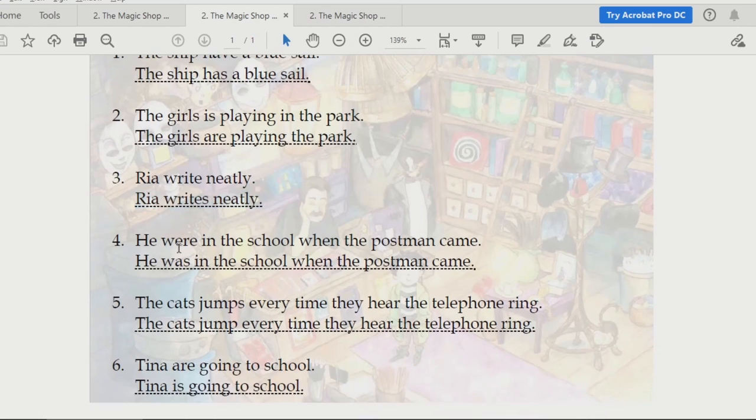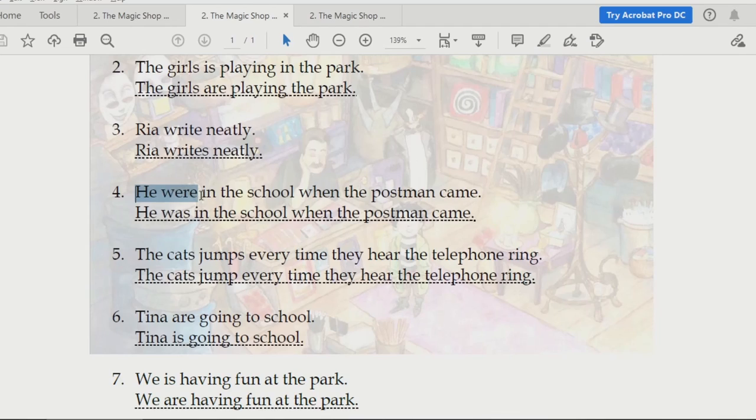Very easy. Next one. He were in the school when the postman came. In this sentence as well, you can notice that were is a wrong word over here because we are talking only about one boy, about one student. We are not talking about they were in the school. If we were to have the word they, then the sentence would be correct. They were in the school. But we are talking about a singular subject. He was in the school.